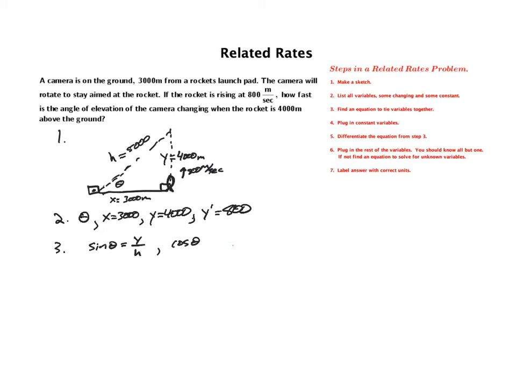So we might be able to do something with that. Cosine theta, we could say is equal to x over h. Now that's intriguing because x is a constant. It's not changing. The camera is always 3,000 meters away from the rocket launch pad.